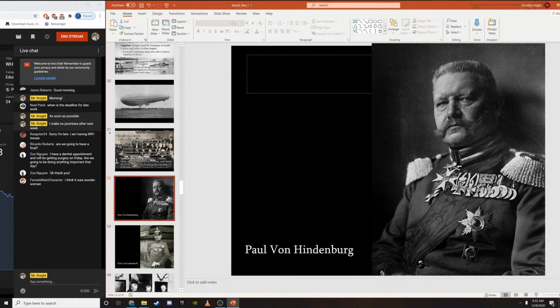Here are some images. Here's Paul von Hindenburg. The reason Paul von Hindenburg is an important figure in history is less to do with his involvement in World War I, which was important, but more importantly, Paul von Hindenburg ends up becoming the president of Germany in the 1920s and 30s. And it's under Paul von Hindenburg's watch that Hitler is able to rise to power.